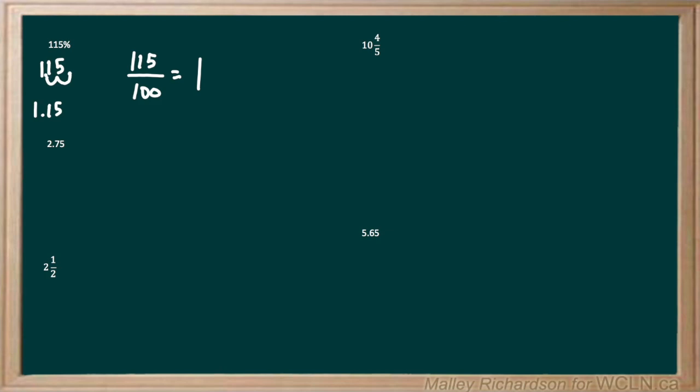Well, if 100 goes into 115 once, that means we're going to have 15 left over. So 15 is going to be our numerator, and then 100 is our denominator. Now, 15 over 100 can be reduced down if we divide the top and bottom by 5. So now we get 1 and 3/20 as our fraction. So 1.15 is our decimal, and 1 and 3/20 is our fraction.